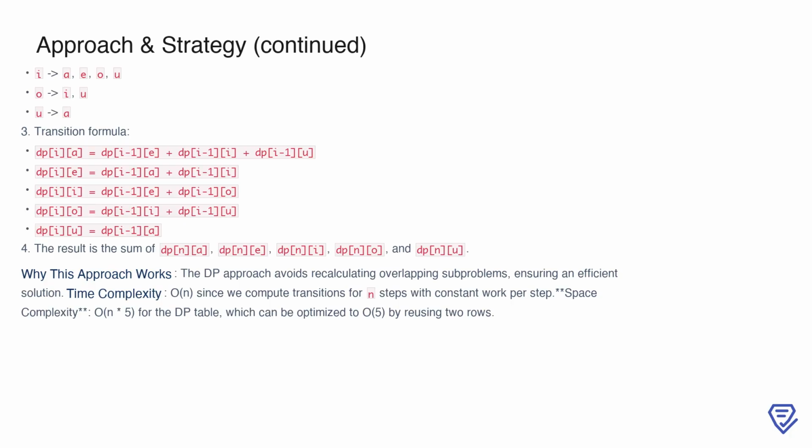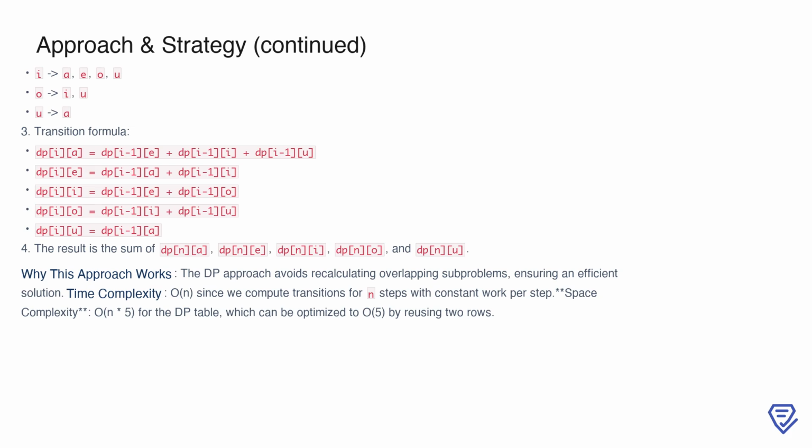For instance, the vowel a can only transition to e, while e can transition to both a and i, and so on. To formalize this, we define dp[i][v] as the number of strings of length i that end with vowel v. The transition rules are then captured in mathematical formulas, such as dp[i][a] equals dp[i-1][e] plus dp[i-1][i] plus dp[i-1][u], which accounts for all the vowels that can transition to a at step i.